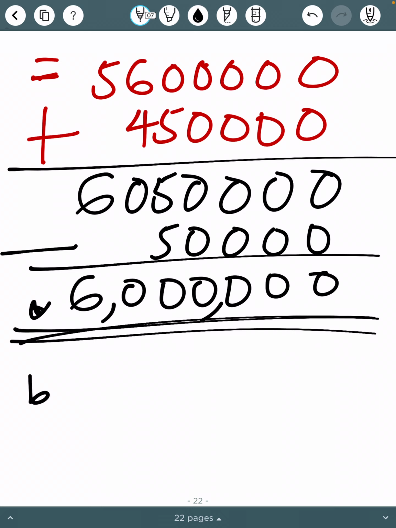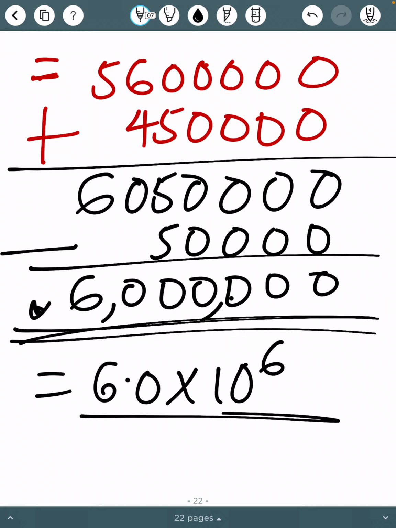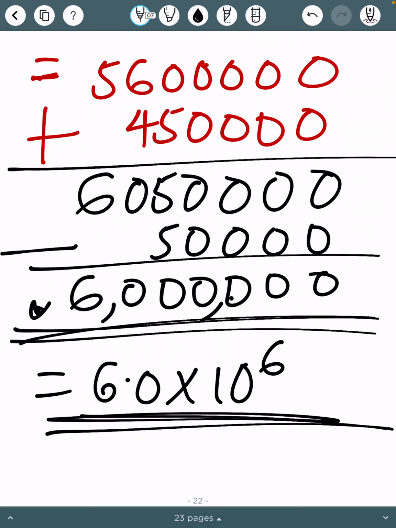Let's do the second question in 4b. This last answer can be written in standard form. This is 1, 2, 3, 4, 5, 6 zeros. So I could as well write that answer as 6.0 times 10 raised to the power 6 in standard form if I like. In fact, that's the instruction. The instruction says I should write in standard form. So this is the way I should leave my answer.